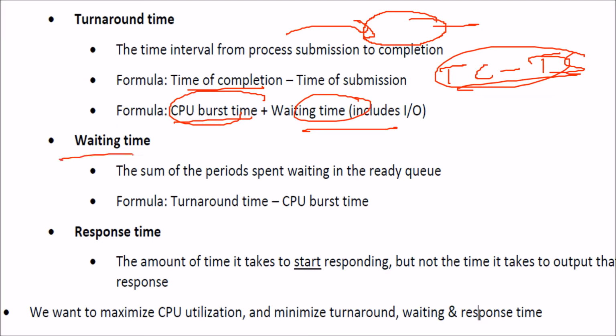How about the waiting time? Waiting time, as I just said, is the sum of the periods it spent waiting in the ready queue, all the time it was waiting in the ready queue. This is the waiting time. So the formula will be the turnaround time minus the CPU burst time.